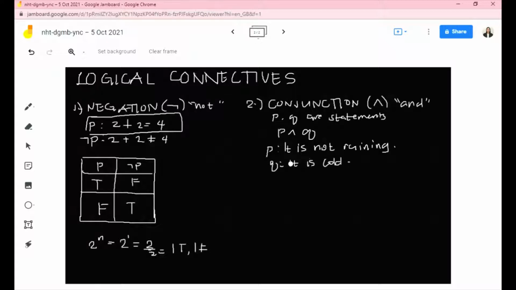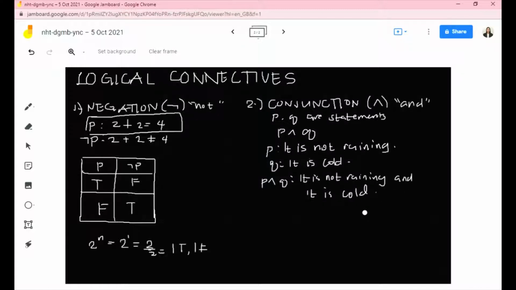Now if I have the statement P, it is not raining, and statement Q, it is cold, then my P and Q will be like this. Our P is the statement, it is not raining. Let's just substitute. It is not raining. We have this symbol, conjunction, in English that is "and." So we'll write down "and" here, followed by our Q, which represents the statement, it is cold. So your P and Q will be, it is not raining and it is cold.